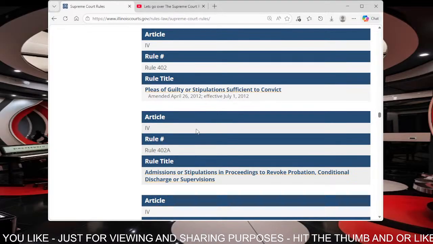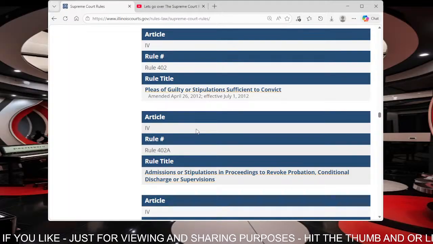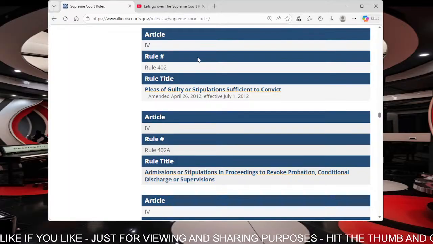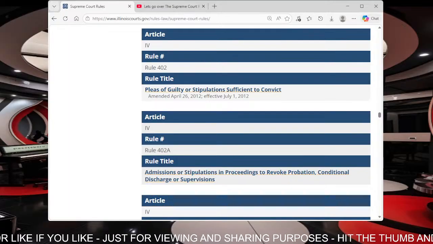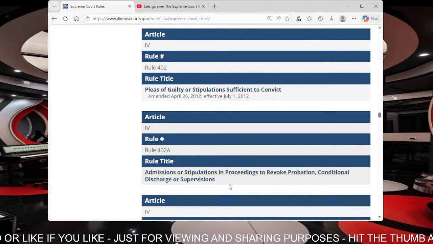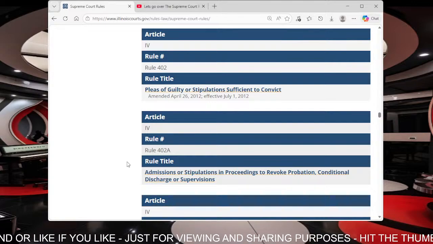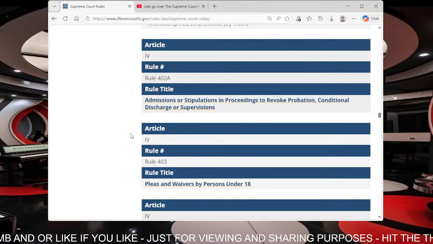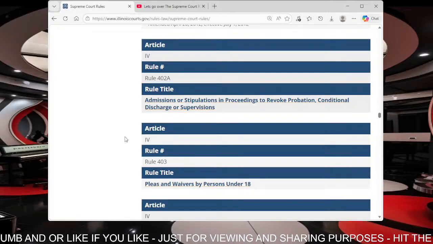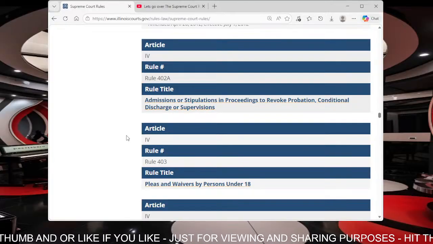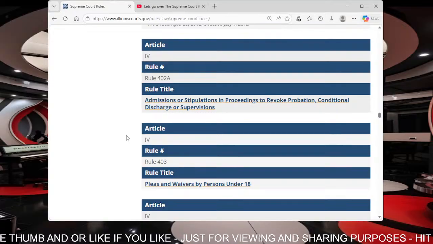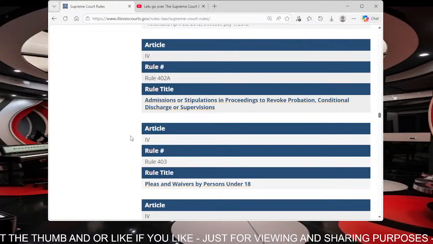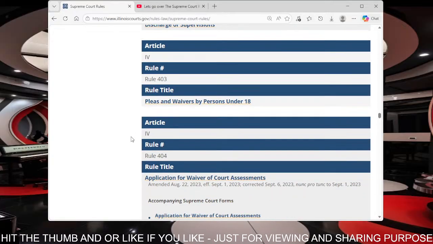Pleas for guilty or stipulations for sufficient. That's another one right there. Okay. 402A, admissions or stipulations in proceedings to revoke probation, conditional discharge or supervisions. So in the 300 range, I think we were in packet 2, which is the appeals. I think now in the 400 range, we're getting into the criminal side. Pleas and waivers by persons under 18.